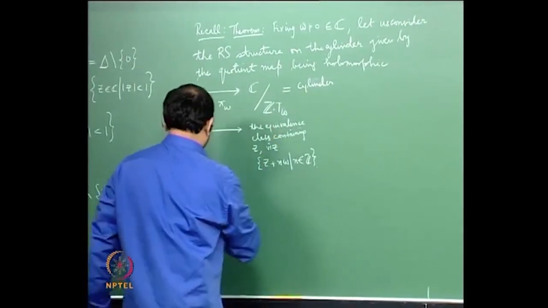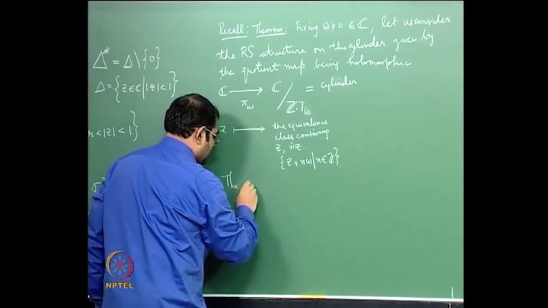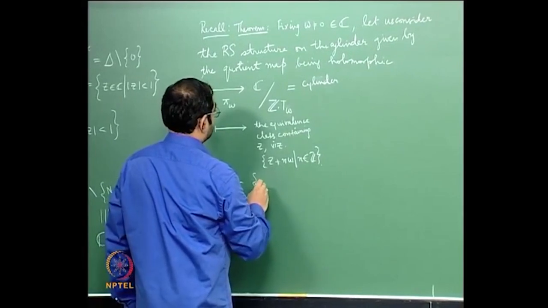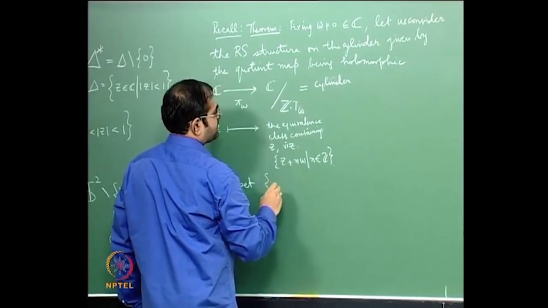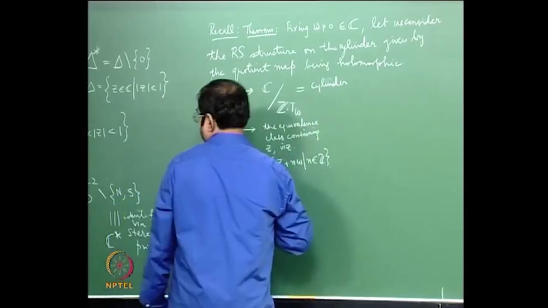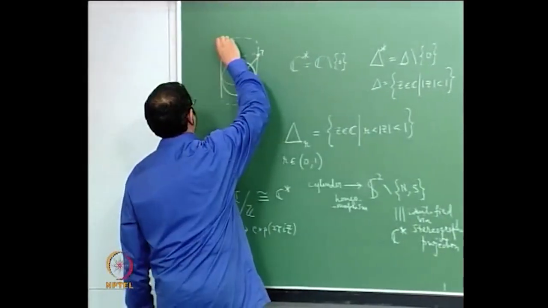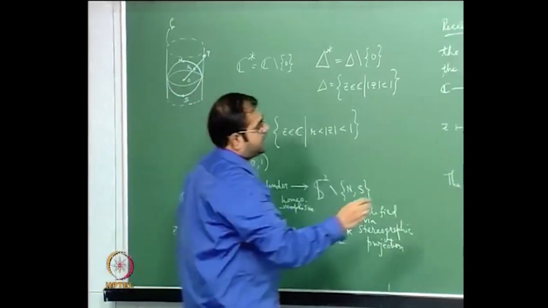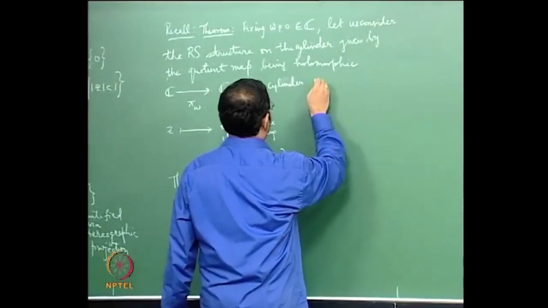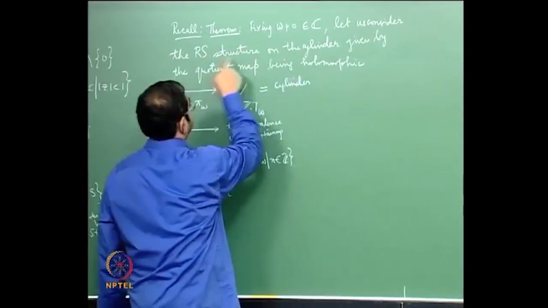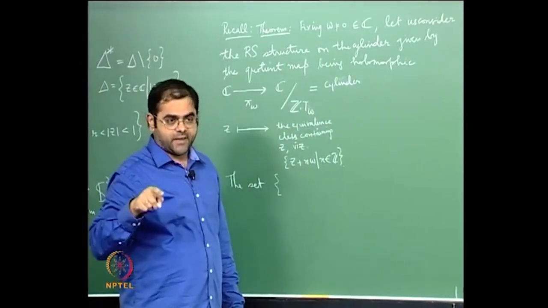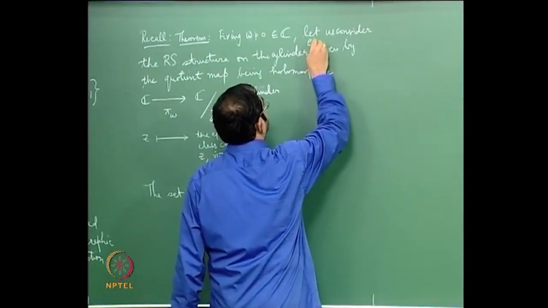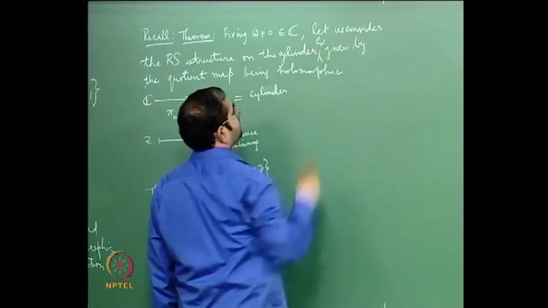So let me write that down, the set of all... I will call this cylinder script C, and let me call the Riemann surface structure on the cylinder C sub omega, because in general you might expect it to depend on omega. Let me call it C sub omega.